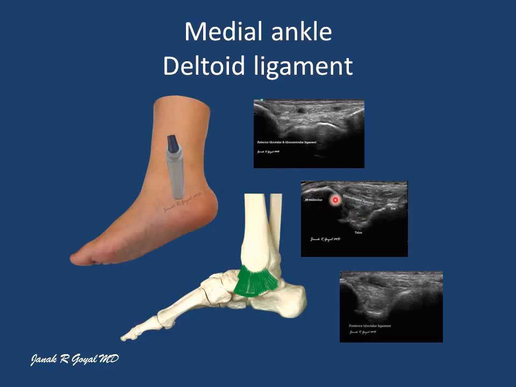tibio-talar, which is the deep component of your anterior part of the deltoid ligament, and the tibio-navicular component of the deltoid ligament. Here is the anterior tibio-talar and the tibio-navicular component of the deltoid ligament. Now rotate the distal end of the transducer posteriorly to examine the posterior tibio-talar component of the deltoid ligament.